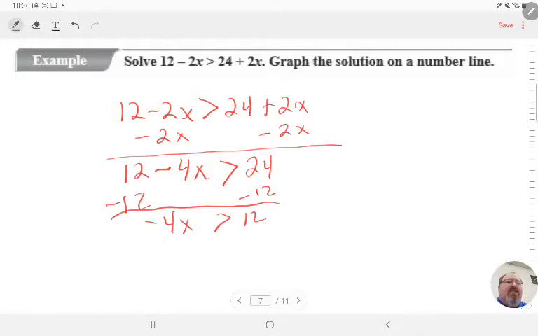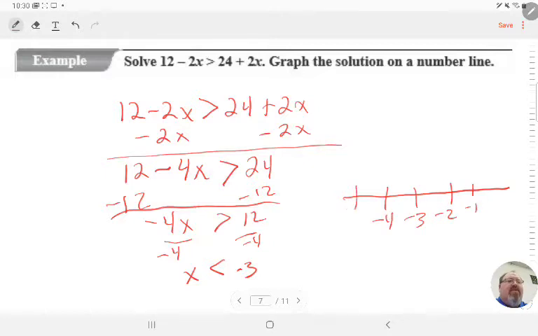12. Then I would divide by negative 4. And remember, when you divide by a negative, you have to flip or reverse that inequality. And so x is less than negative 3. And then to graph that, I could go negative 1, negative 2, negative 3, negative 4, negative 5. Put me an open circle on negative 3, and it would go to the left. Okay? Remember, multiply or divide by a negative number on both sides, same number. You have to flip or reverse the inequality.